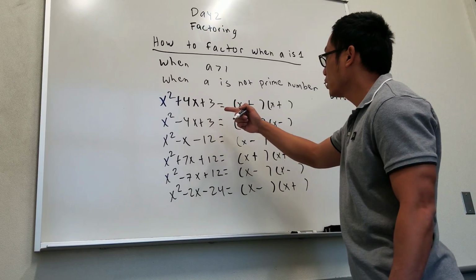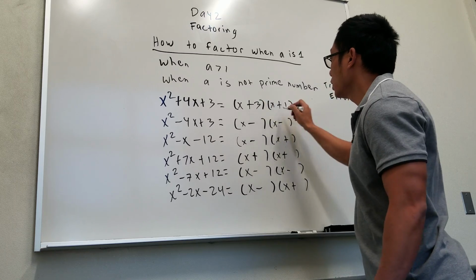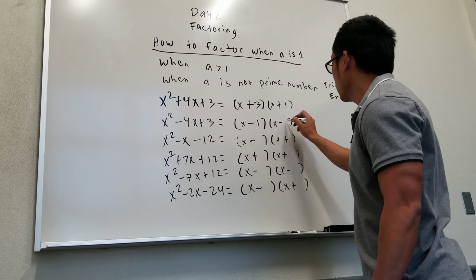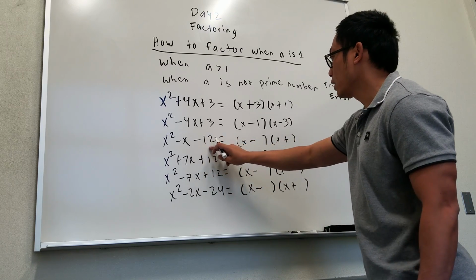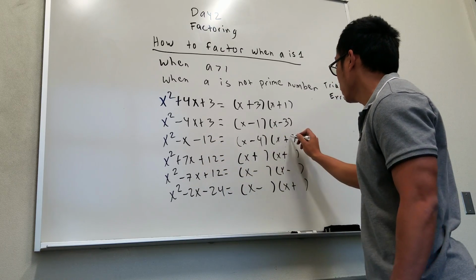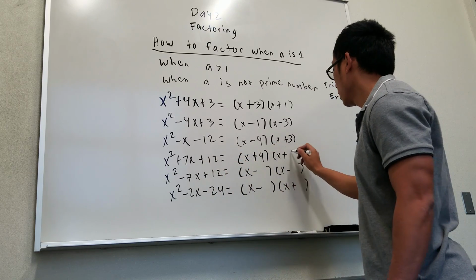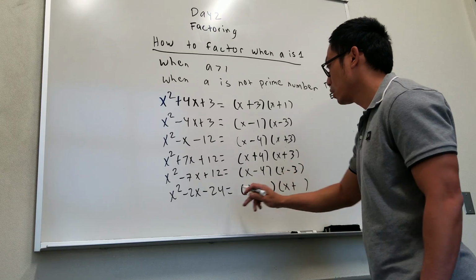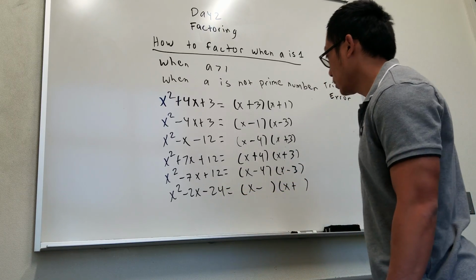I need two numbers that are positive, multiply to 3, and add up to 4, so it's just 3 and 1. This one, multiply to 3 to get negative 4, negative 1 and negative 3. This one, to get negative 12, it's what, 4 and 3. 7x, I need 4 and 3. This one, negative 4 and 3. Right? This one was what? Let me explain the next one.